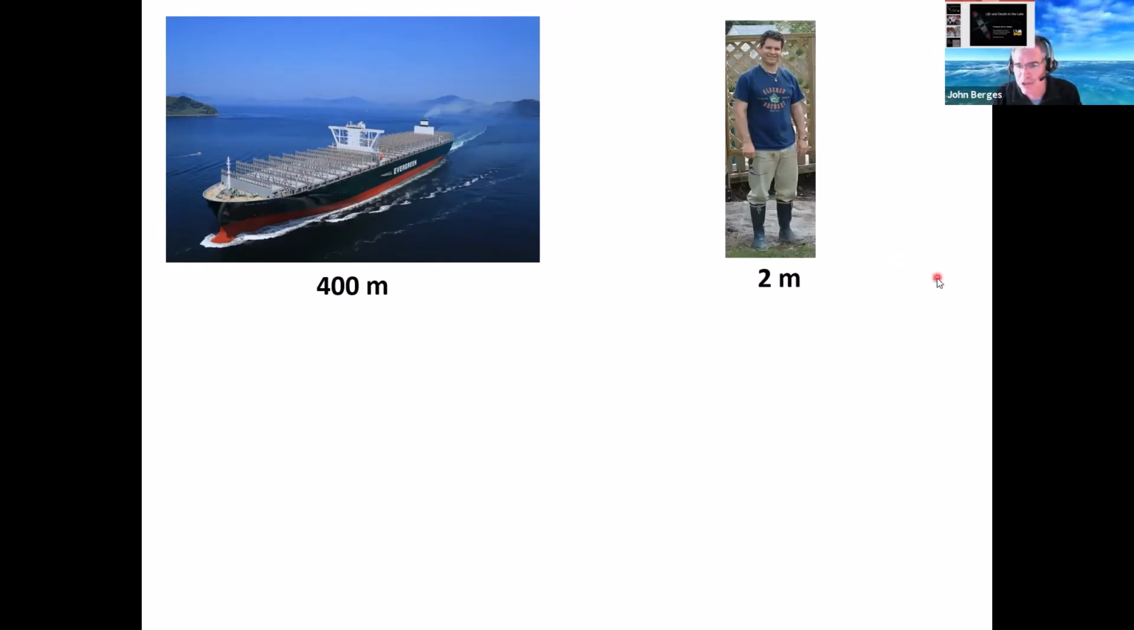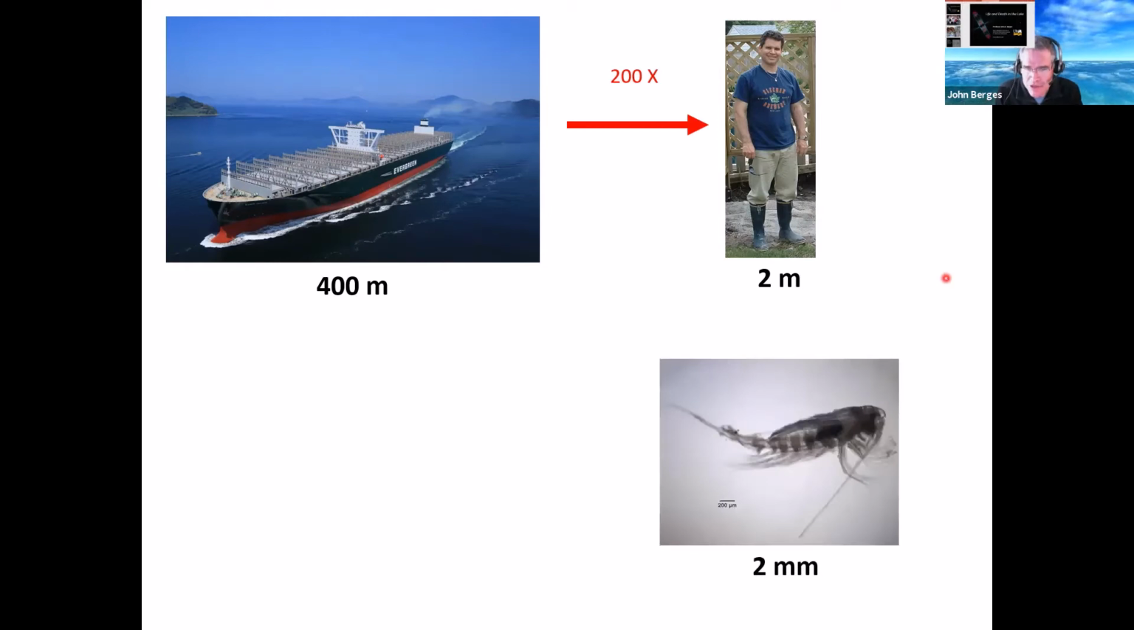Now, I am actually not 2 meters tall. I'm only about 1.8 meters tall, but let's do a little rounding because it makes the math easier. That would mean this vessel is 200 times bigger than me. Now, here's a zooplankton, typically the thing that eats our little diatoms. That's 2 millimeters, which means from 2 meters to 2 millimeters long, that's 1,000 times. So this thing is actually 5 times smaller proportionately than I am compared to this freighter.